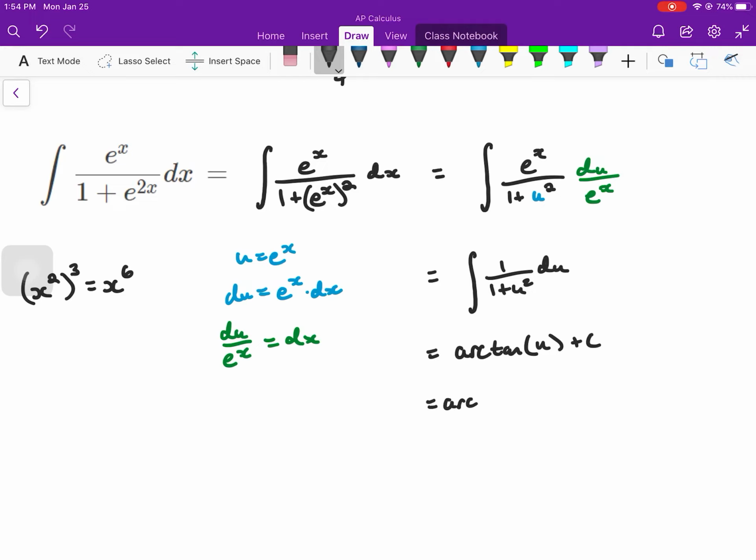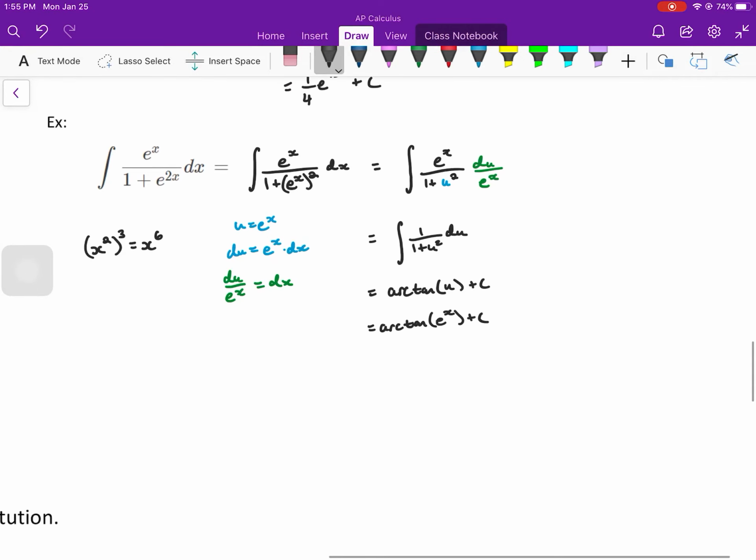and just plug your u back in. Now I do want to point out something here. You're going to run into possibly two different things that this looks like. Now how do I know to use arctangent? It was because it was e to the 2x. I know I can split it up like this. Honestly, it just takes practice as you do more of these. So if I make this u, I knew it was all going to work out.